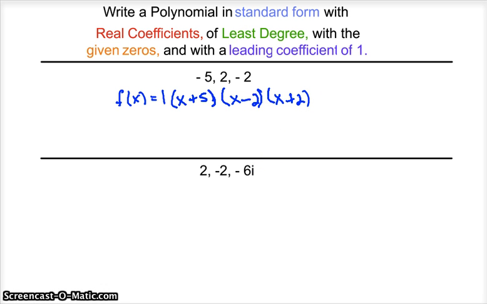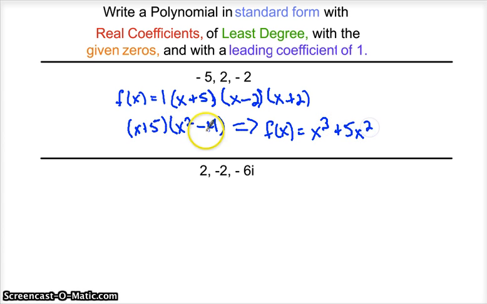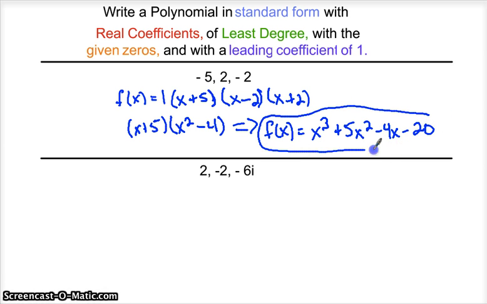And now the only trick is, in order to get into standard form, we just need to do some foiling and distributing. So remember, minus 2 plus 2, those two things are going to give us x squared. Minus 2x plus 2x disappears, and a minus 4 afterward. And then if I FOIL that out, f of x will end up equal to x times x squared is x cubed. X squared times 5 is a 5x squared. Negative 4 times x is minus 4x. And my constant term is negative 20. And there is the standard form polynomial.